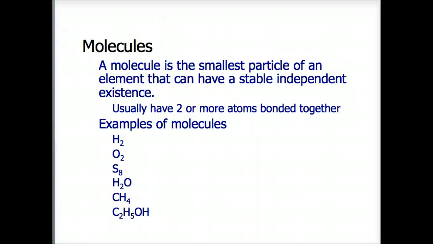We will now look at the formation of molecules. Molecules are the smallest particle of an element that has a stable, independent existence. You have to have two or more atoms bonded together to get a molecule. There are some examples of molecules shown below.